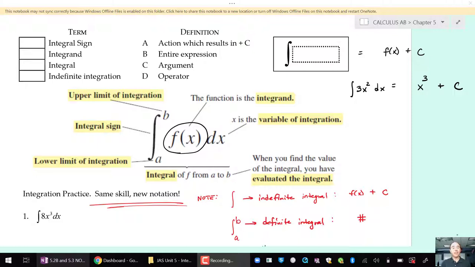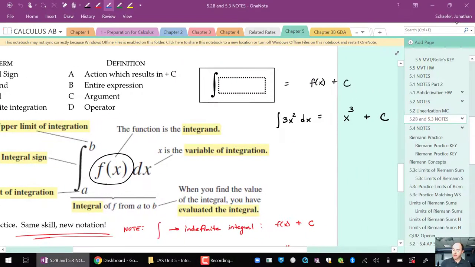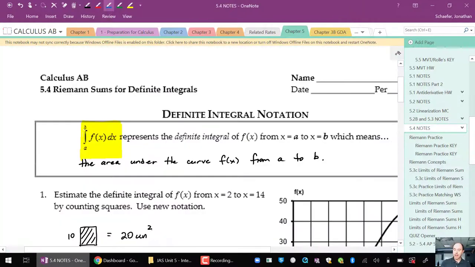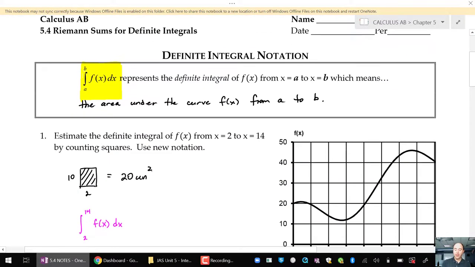So how do we find the exact value of a definite integral? That's going to be a future video. But right now, what we're going to do in this lesson is talk about how to approximate values of definite integrals. And maybe the most famous way to do that is by using what is called a Riemann sum. And so what I'd like to do today is to talk about how we can approximate the value of a definite integral using a Riemann sum.